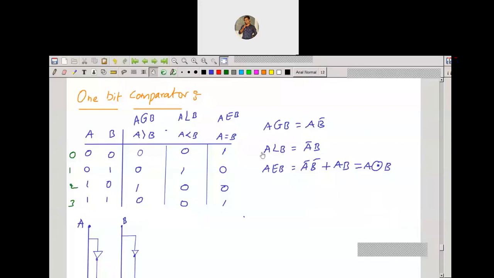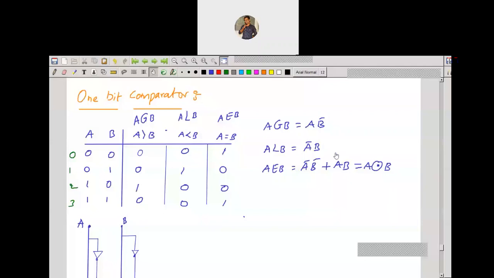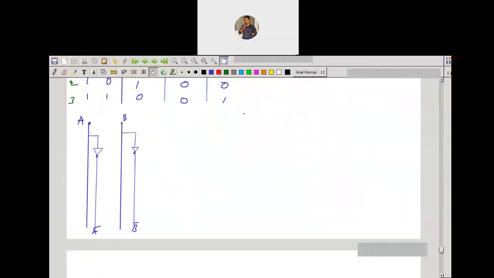Coming to A less than B, the expression is A bar B. That is A bar means A equal to 0, and B means B equal to 1, that is 0 is less than 1. So A less than B is A bar B. Like that, A equal to B has the possibility of 0, 0, that is 0 equal to 0, A bar B bar, and the possibility of 1 equal to 1, A B. By that you can directly write down the expressions in examinations, especially for competitive purposes, not for your semester purpose. In your semester examination, you have to write in detail.